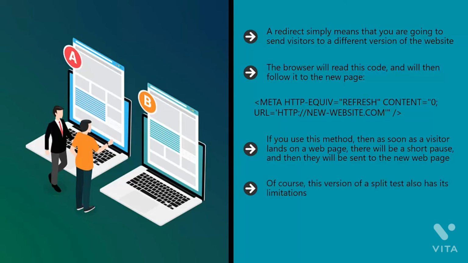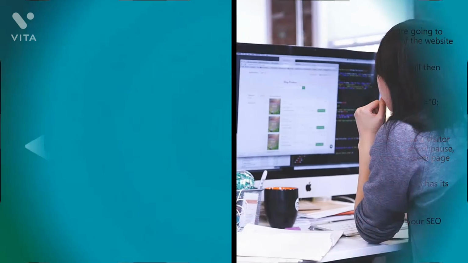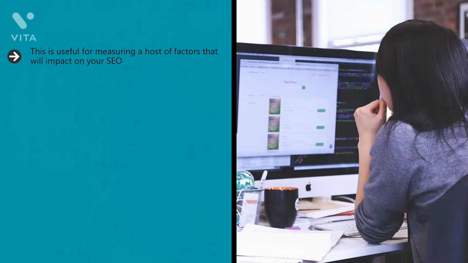Of course, this version of a split test also has its limitations. After all, there's no way for Google to alter its ranking depending on which page performs best. That's because the two versions of the page are one and the same as far as Google is concerned, meaning that they will only rank once depending on which version Google took into account. So how can this be used to monitor your SEO performance? This is useful for measuring a host of factors that will impact on your SEO.